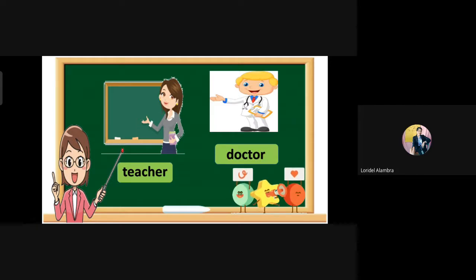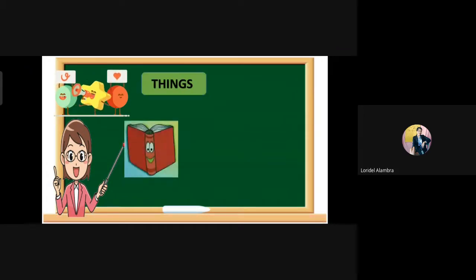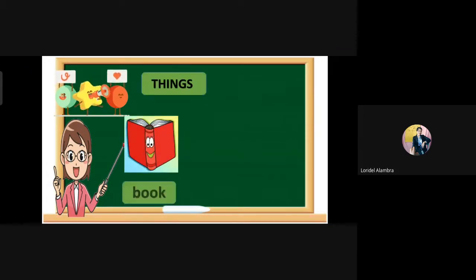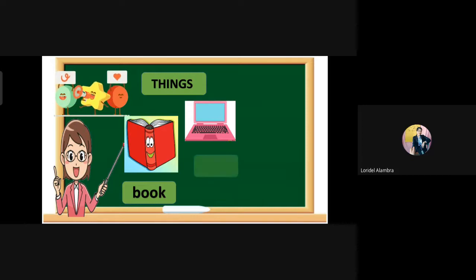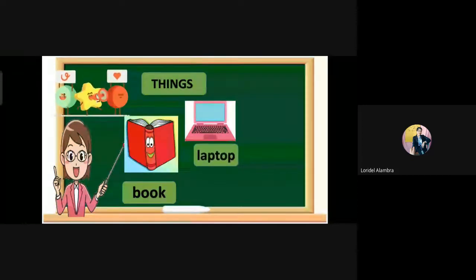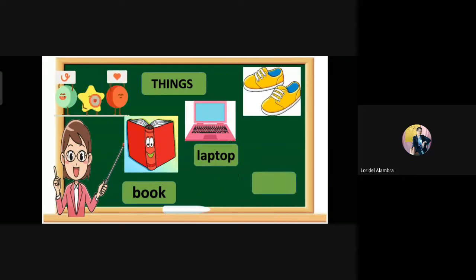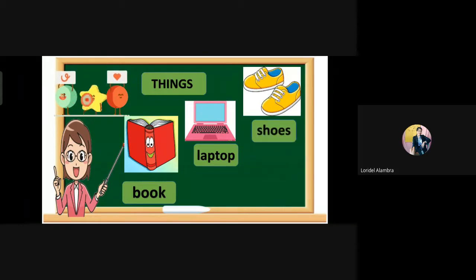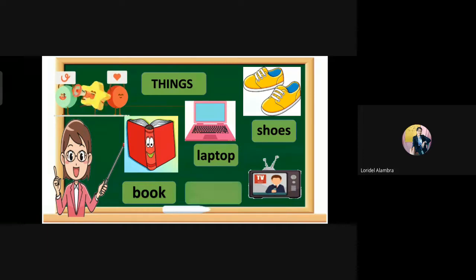Okay, class? So, another example. Things. Books, laptop, shoes, and television. Again, they don't have a specific name, so they just start with a small letter.